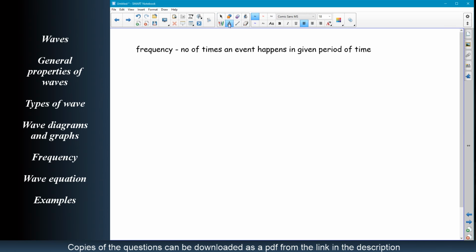Now, expressing that mathematically is the important bit. The frequency, f, is equal to the number of times the event happens, which we're going to call n, divided by the time it takes to measure those events, t. So we've got a fractional relationship here: f is equal to n over t.